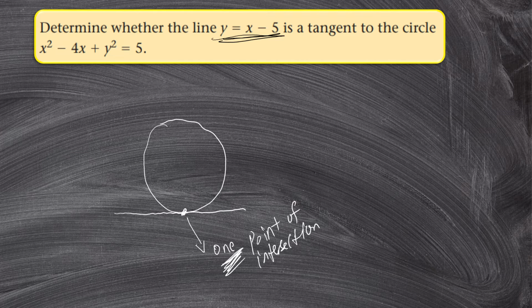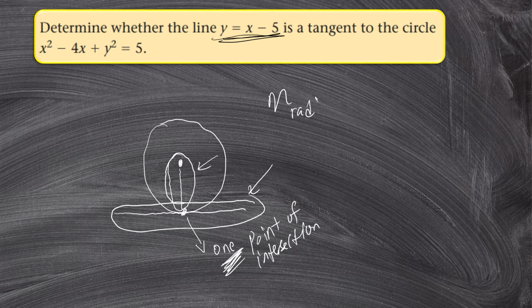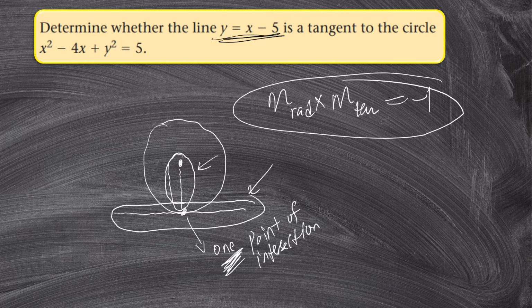Someone can say we can rather calculate the center of this circle and calculate this gradient here. We must also find that this gradient is perpendicular to the gradient of that line, which is a tangent. In other words, when you multiply the gradient of the radius and the gradient of the tangent, they must be equal to -1. If they're not equal to -1, then that line cannot be a tangent, because we know that the radius is always perpendicular to the tangent.